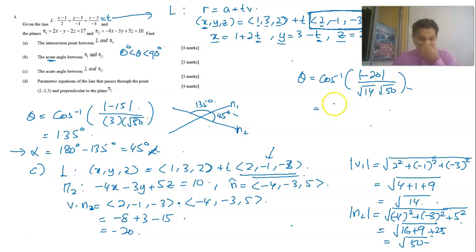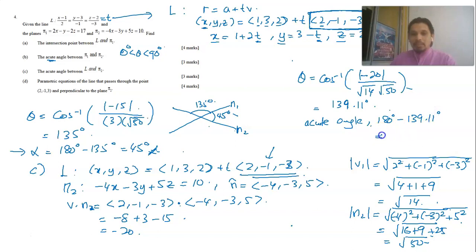Use a calculator, and this is going to give you 139.11 degrees. So this is not an acute angle because it is greater than 90 degrees. So the acute angle is 180 minus 139.11 degrees, which is equal to 40.89 degrees.